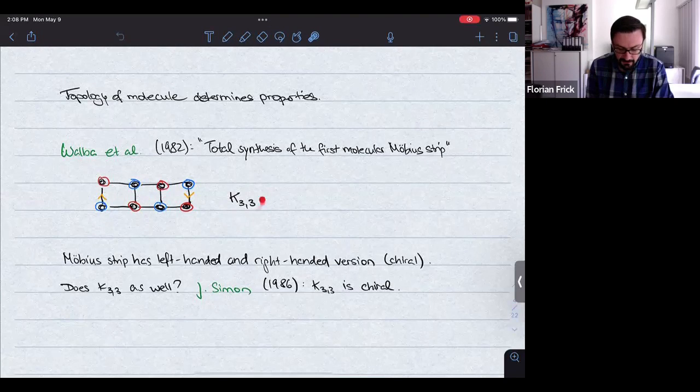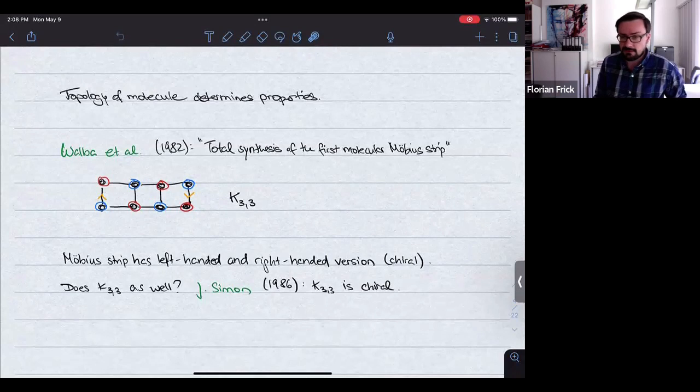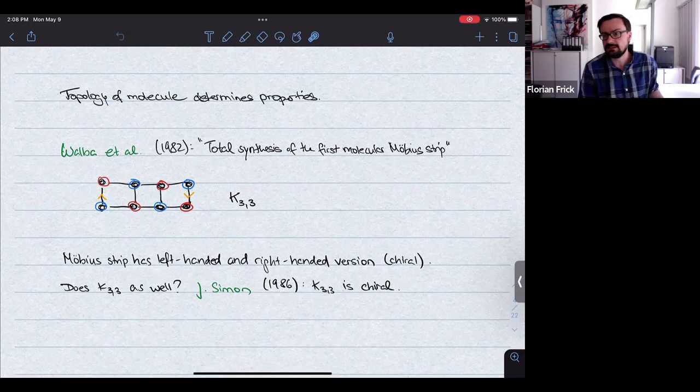So it's actually K33. So you might ask, is K33 in R3 actually a chiral embedding? Is every embedding of K33 left-handed or right-handed? So this becomes an actual question of topology, I would say, and it was answered by a mathematician in the journal Topology in 1986. Yes, K33 is indeed chiral. And this somehow was a starting point to mathematicians really investigating this property for embeddings.